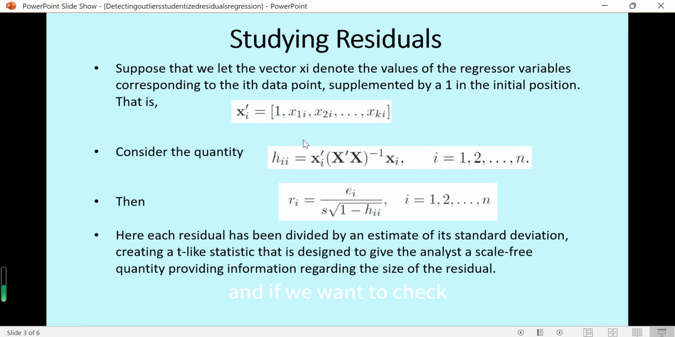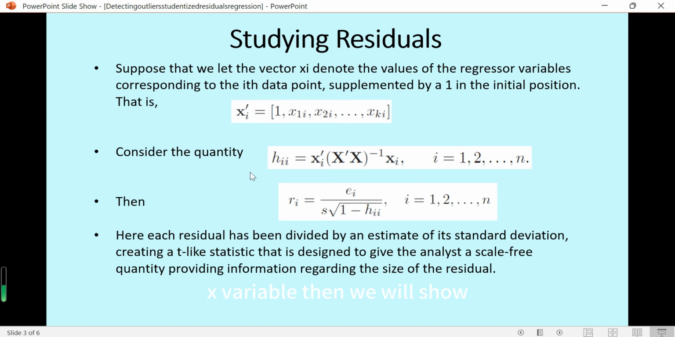And if we want to check which are the outliers, observation by observation, we can write a row vector for this observation, xi. xi is a vector with independent variables from 1 to k, which means there are k explanatory variables in the model. So this is a row vector particular to this observation's x variables.